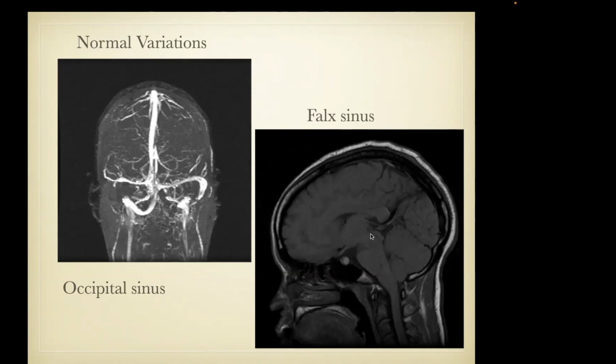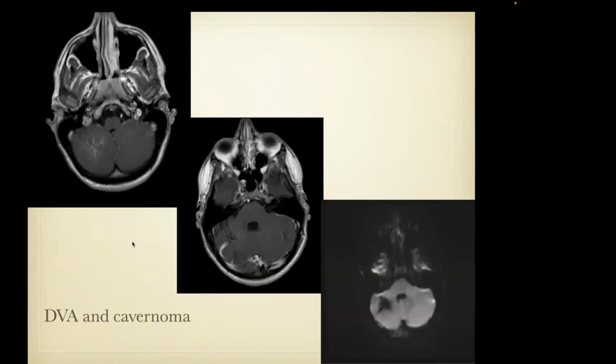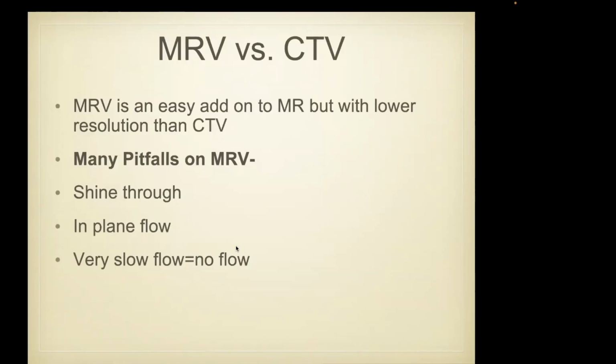Incidental note here of what looks like a Rathke's cyst. This is, of course, a DVA. We've looked at these DVAs with a cavernoma. These often go together. Here's the caput medusae of the DVA.